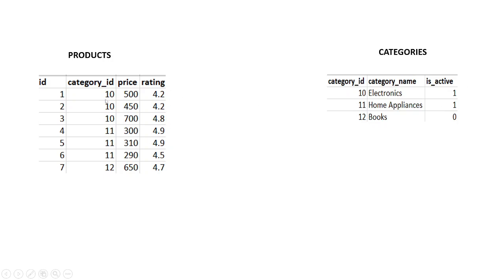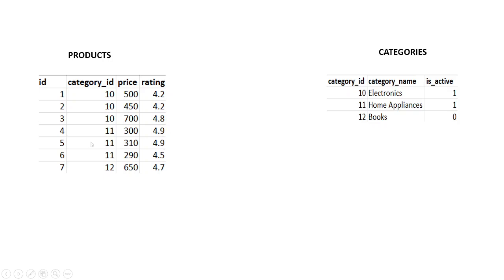If we look here, just focus on category ID 10, electronics. In this category, the highest rated product is product ID 3, that is 4.8. There is no clash of the rating here, so this is straightforward. We will just output ID 3, category electronics, price is 700 and rating is 4.8. But if you look at category ID 11 here, we can see there is a clash of the highest rated product. Product 4 and product 5 both have received the rating of 4.9 out of 5.